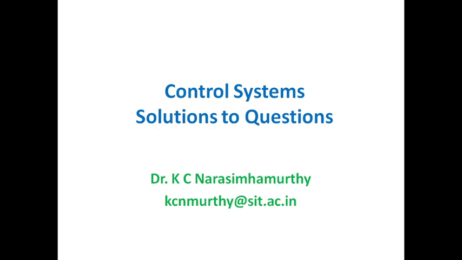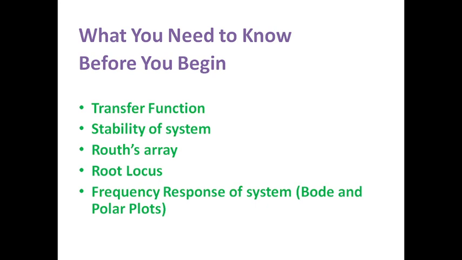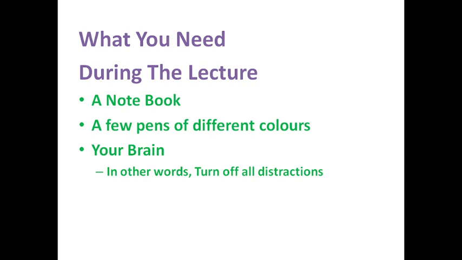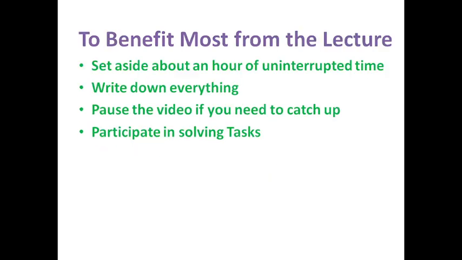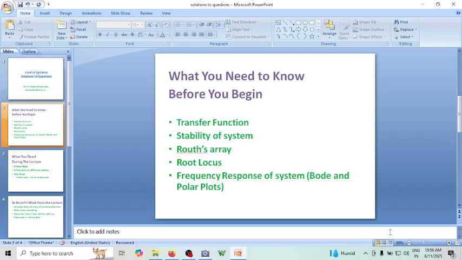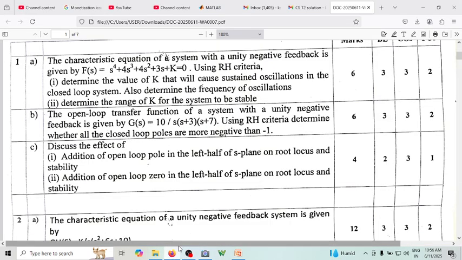So, in this video, we look into solutions of a few questions which have been asked in a particular test. These are the things you should know: stability, Routh array, root locus, frequency response of a system, which is the Bode plot, as well as the polar plots. Okay, with these, let us go into the exact question we are looking at. This is the question we have.